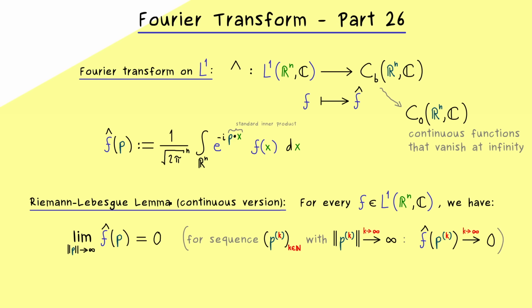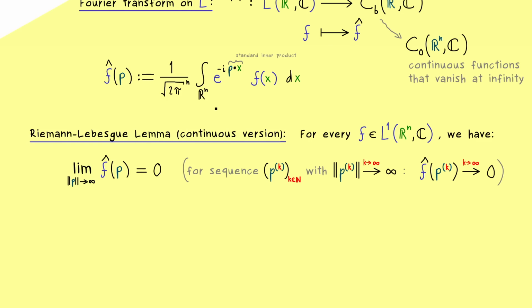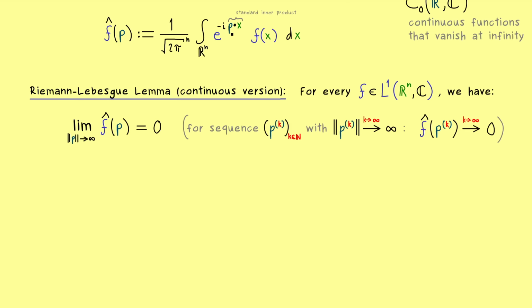So this is the whole Riemann-Lebesgue lemma, and you can remember it by just saying that this integral here goes to 0 whenever p goes to infinity. And for the rest of the video, we will try to prove it.